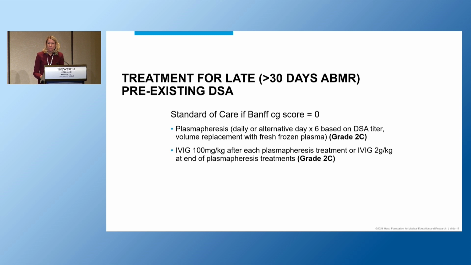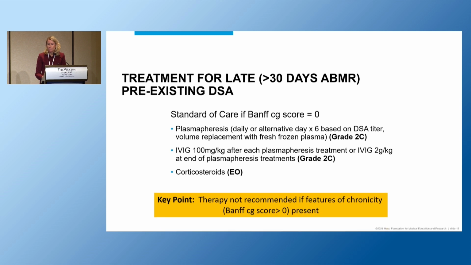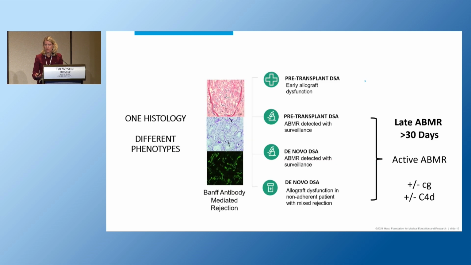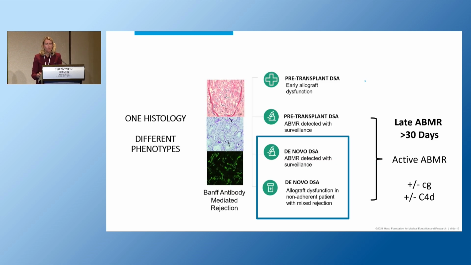And our working group felt that if the BAMF score was 0, meaning they didn't have any of the chronic features, just those very early features of activity, that it was reasonable to consider plasmapheresis and IVIG because this was fairly early. But the key point is we didn't really recommend any of these therapies if there was any degree of chronicity on this biopsy, an important point.